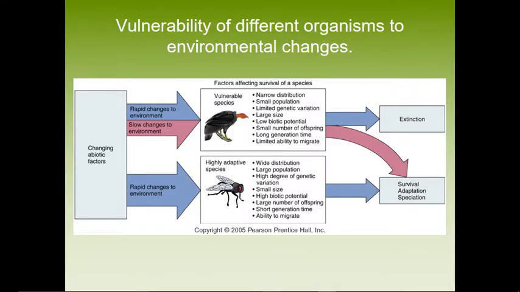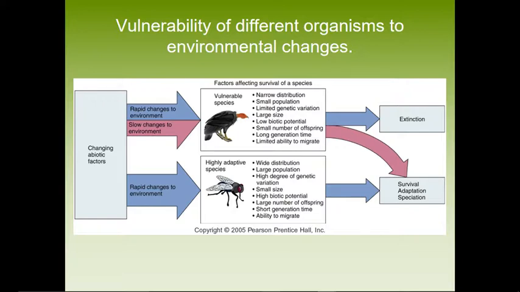This chart shows two different species, one of which is a little more vulnerable to environmental changes than the other. The vulture is more vulnerable because they have very narrow distribution, small population, etc. And you can see that list next to the vulture species right there. However, the fly is less vulnerable because their species has a wide distribution and a larger population, and so on and so forth. And you can read that list there too.